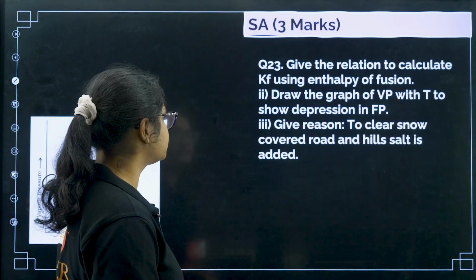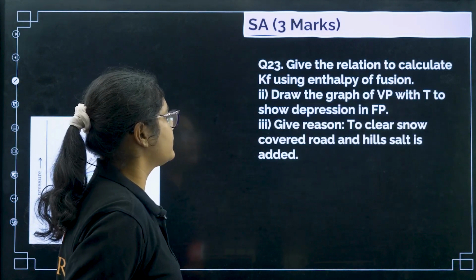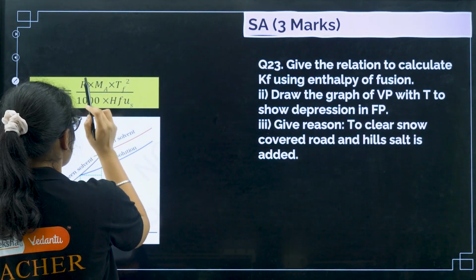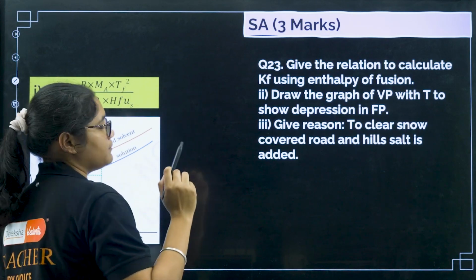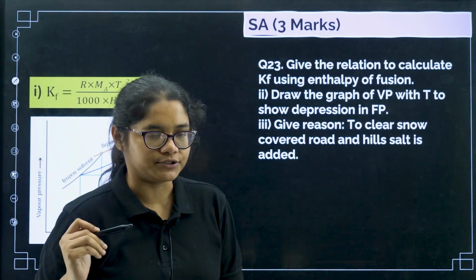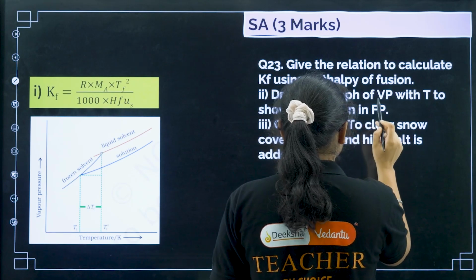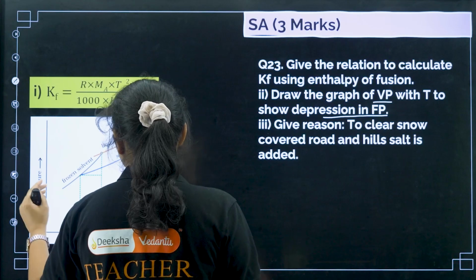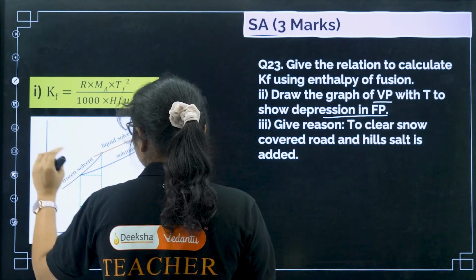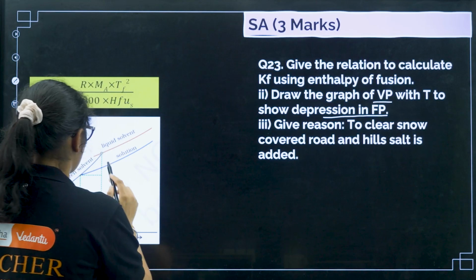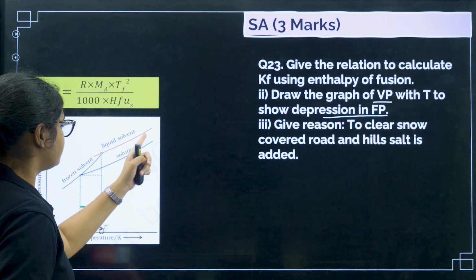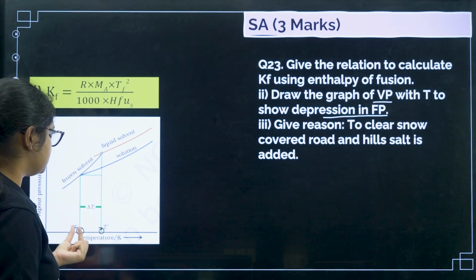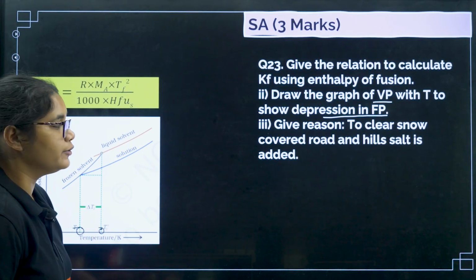Okay. Next is question number 23. Give the relation to calculate Kf using the enthalpy of fusion. We have this formula: Kf is equal to R Ma Tf square divided by 1000 into delta H of fusion. Next, draw the graph of vapor pressure with temperature to show the depression in freezing point. Here we have vapor pressure and temperature. This was the freezing point when we have only solvent, T naught f. Now for the solution, the freezing point is Tf. So T naught f minus Tf is your delta Tf, which is equal to Kf into m.